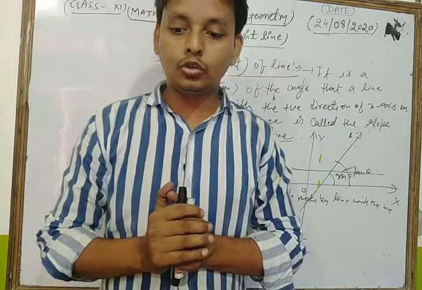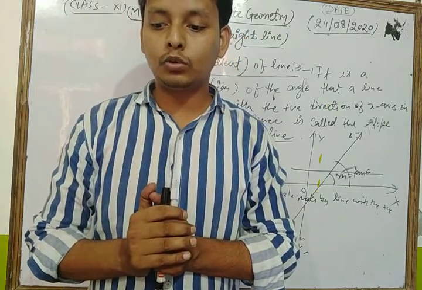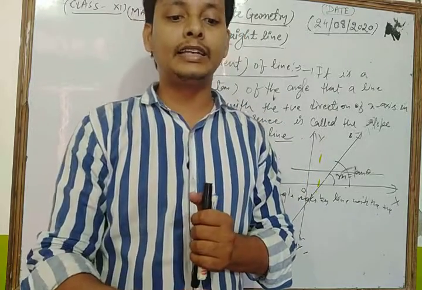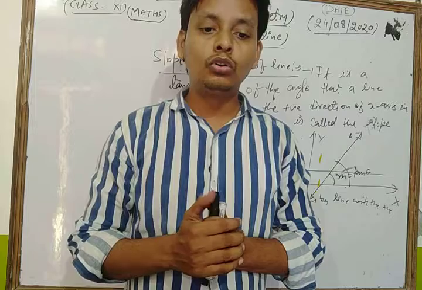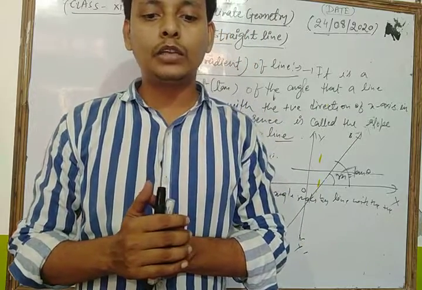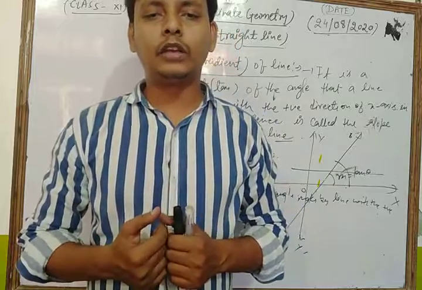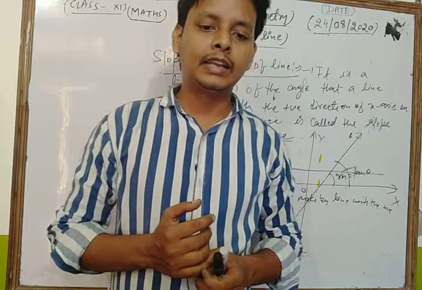A line parallel to the y-axis is perpendicular to the x-axis, so it makes an angle of 90 degrees with the x-axis, so its slope will be tan 90, which is infinite. Also, the slope of a line equally inclined with the axes is -1 or +1. It makes an angle of 45 or 135 degrees with the x-axis.